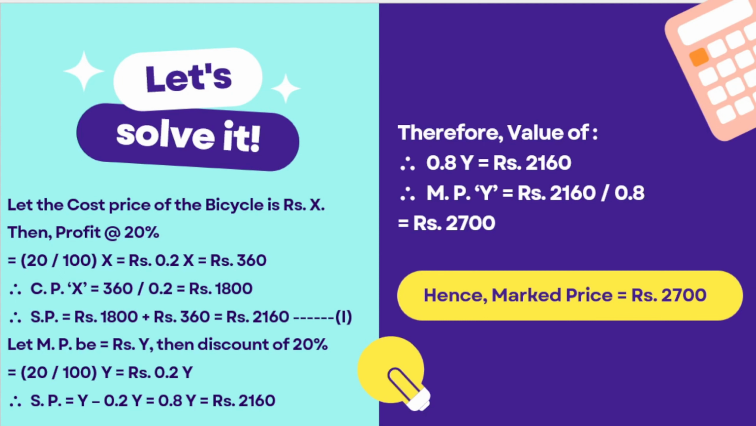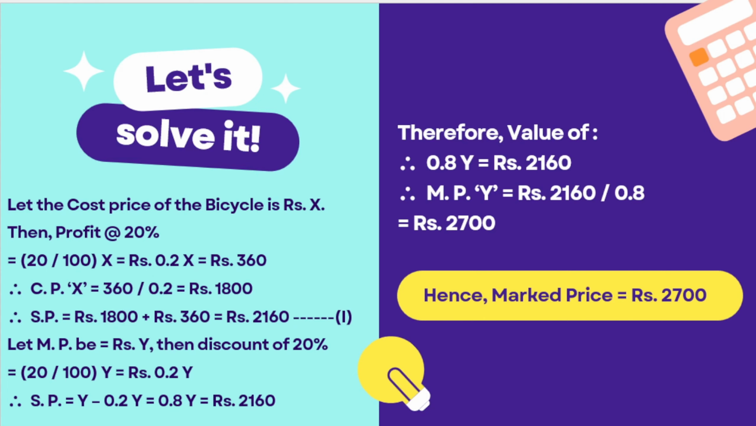Solution to example 20. Let the cost price of the bicycle be Rs x. Then, the profit at the rate of 20% can be calculated as equal to 20 divided by 100 into cost price x, which comes to Rs 0.2x, which can be equated to the value of profit given as Rs 360. Therefore, value of the cost price x can be calculated as equal to 360 divided by 0.2, which comes to Rs 1,800. After getting the value of cost price, we can calculate the value of selling price as equal to the cost price of Rs 1,800 plus profit of Rs 360, which comes to Rs 2,160. Let us write it as equation number 1.